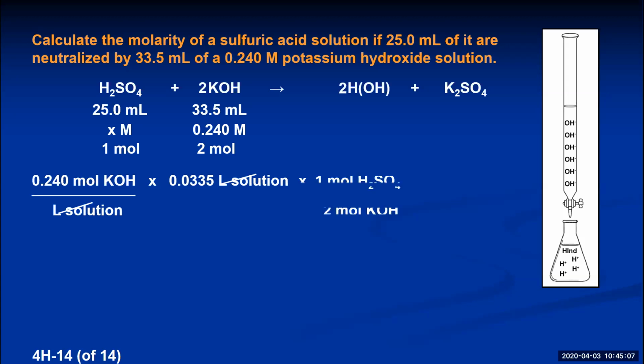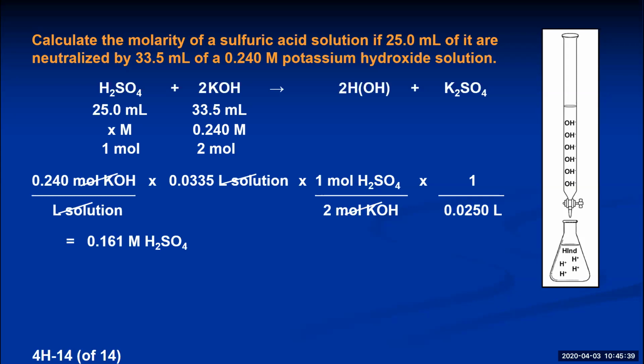Second step, mole ratio. In this balanced equation, 2 moles of KOH react with 1 mole of sulfuric acid. Moles of KOH cancel out if you put the KOH in the bottom. And then if you now want to know what the molarity is, we already have moles of H2SO4. You have to divide by its volume or multiply by the reciprocal of its volume. So if we multiply by 1 over 0.0250 liters, the units come out moles per liter, and you'll now have the molarity of the solution. Each number that's a measurement in the problem is a 3 significant figure number. So the answer will come out 3 significant figures, and I get 0.161 molar sulfuric acid.